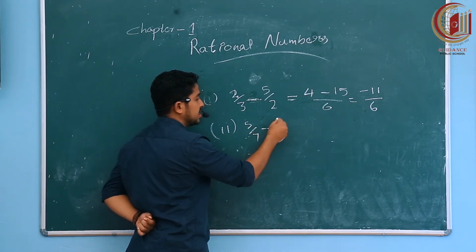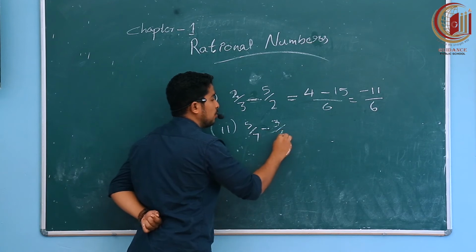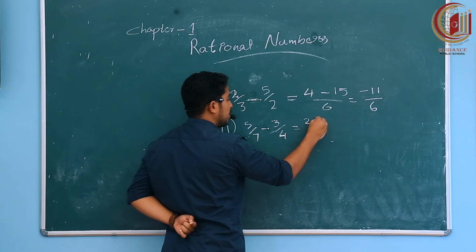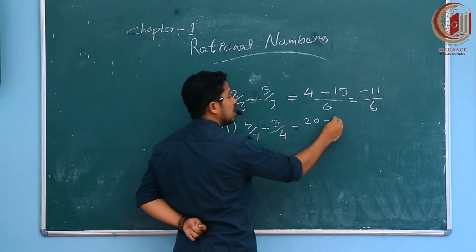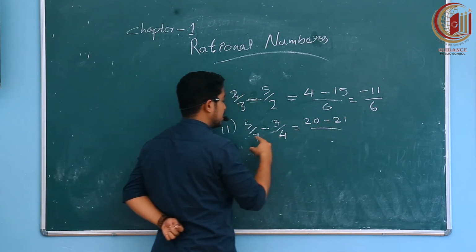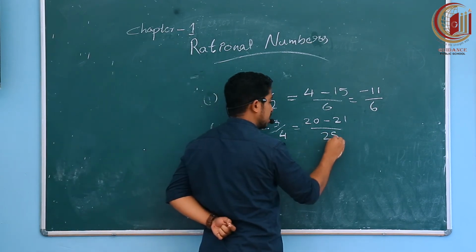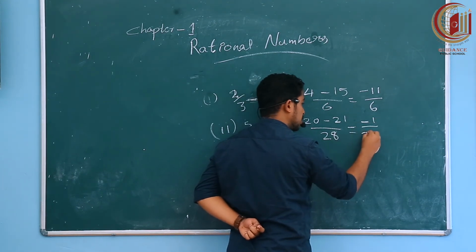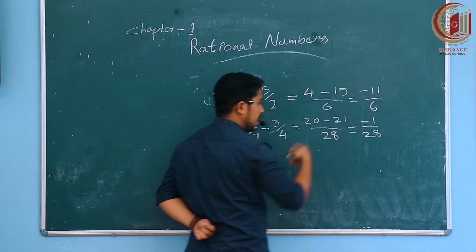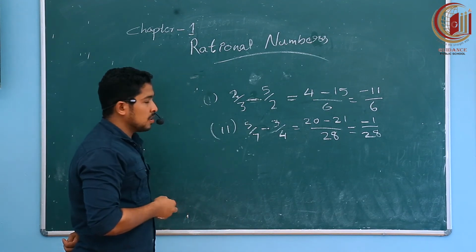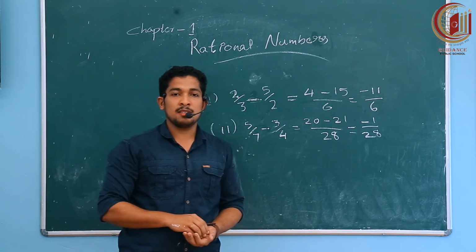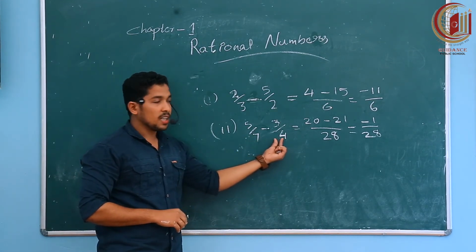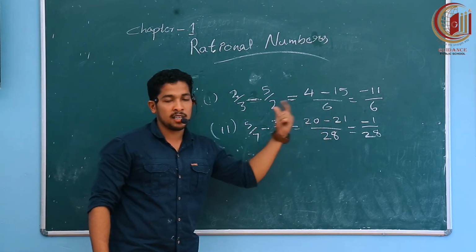5 by 7 minus 3 by 4. How can we solve it? 5 into 4 is 20, minus 7 into 3 is 21, by 7 into 4 is 28. 20 minus 21 is minus 1 by 28. The answer is another rational number. Then we can say subtraction in rational numbers is closed. If we consider any rational numbers, a minus b is also another rational number.